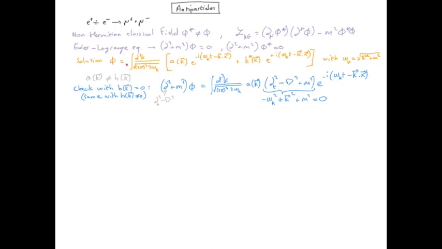Note that the square root term in the denominator here is only here for normalization purposes. It's not necessary in order to have phi being a solution of the Klein-Gordon equation. In fact, the square root of omega k is necessary in order to ensure that the volume element in momentum space transforms properly under Lorentz transformation.